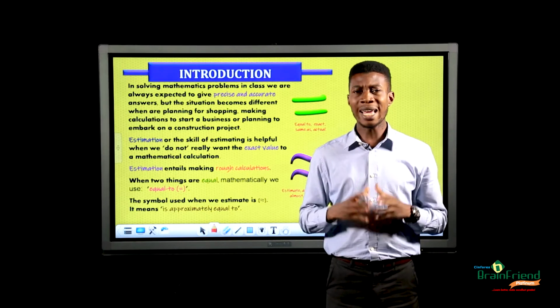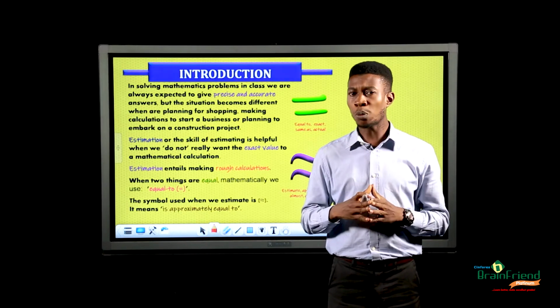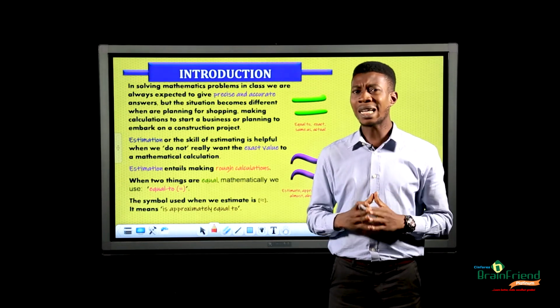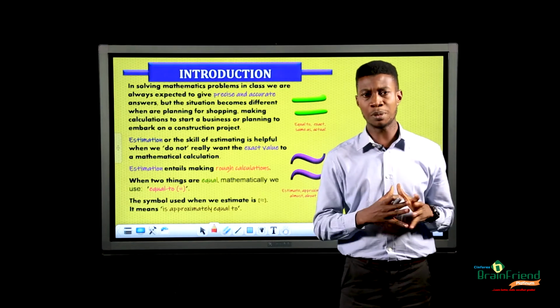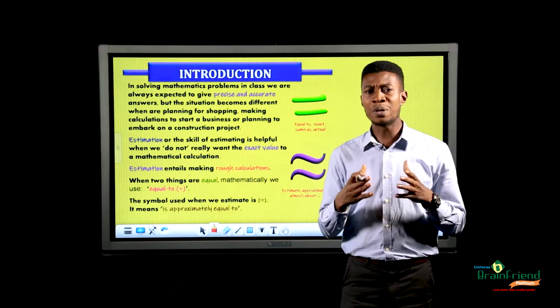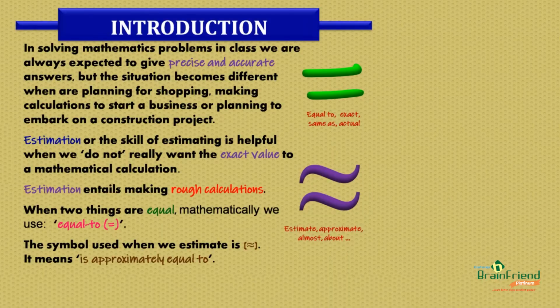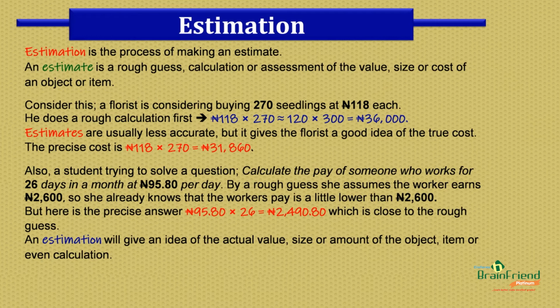When you hear the word estimation, what should come to your mind is a rough guess or a rough calculation. Another word that can be used for estimation is approximation. In maths, when we represent two values or two things that are approximately equal, we use this sign. When two things are equal or exactly the same, we use this sign. Estimation is the process of making estimates. Let's look at an example to find out what estimate means.